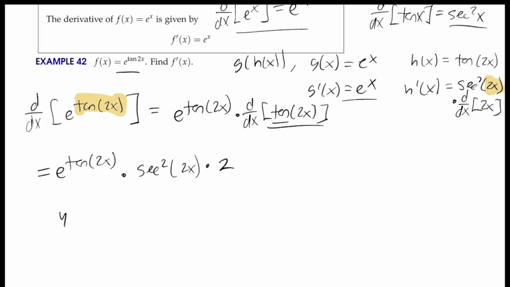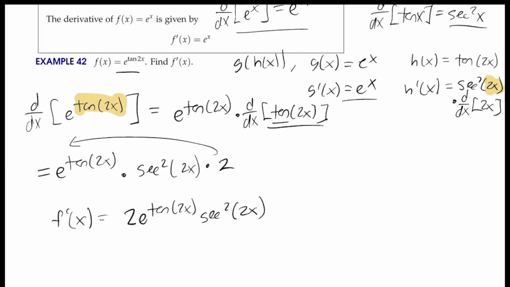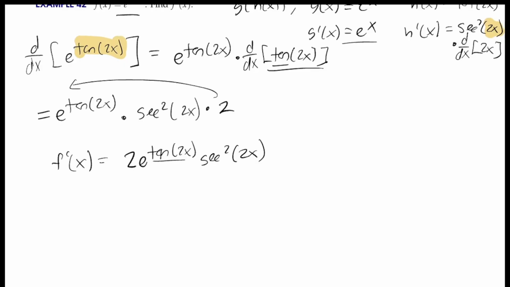My f prime of x, to bring the 2 up front, I'm going to write 2 e to the tan of 2x, secant squared 2x. Okay? And try to be careful with your writing. You don't want to make it look like your secant squared is in the power. So you'll notice I wrote tan a little smaller and I wrote it above just to make sure there's no confusion about what is where. I personally prefer to write my exponentials before my trig functions, but some people do prefer it the other way. So if you wrote the exponential on this side, that would be okay.